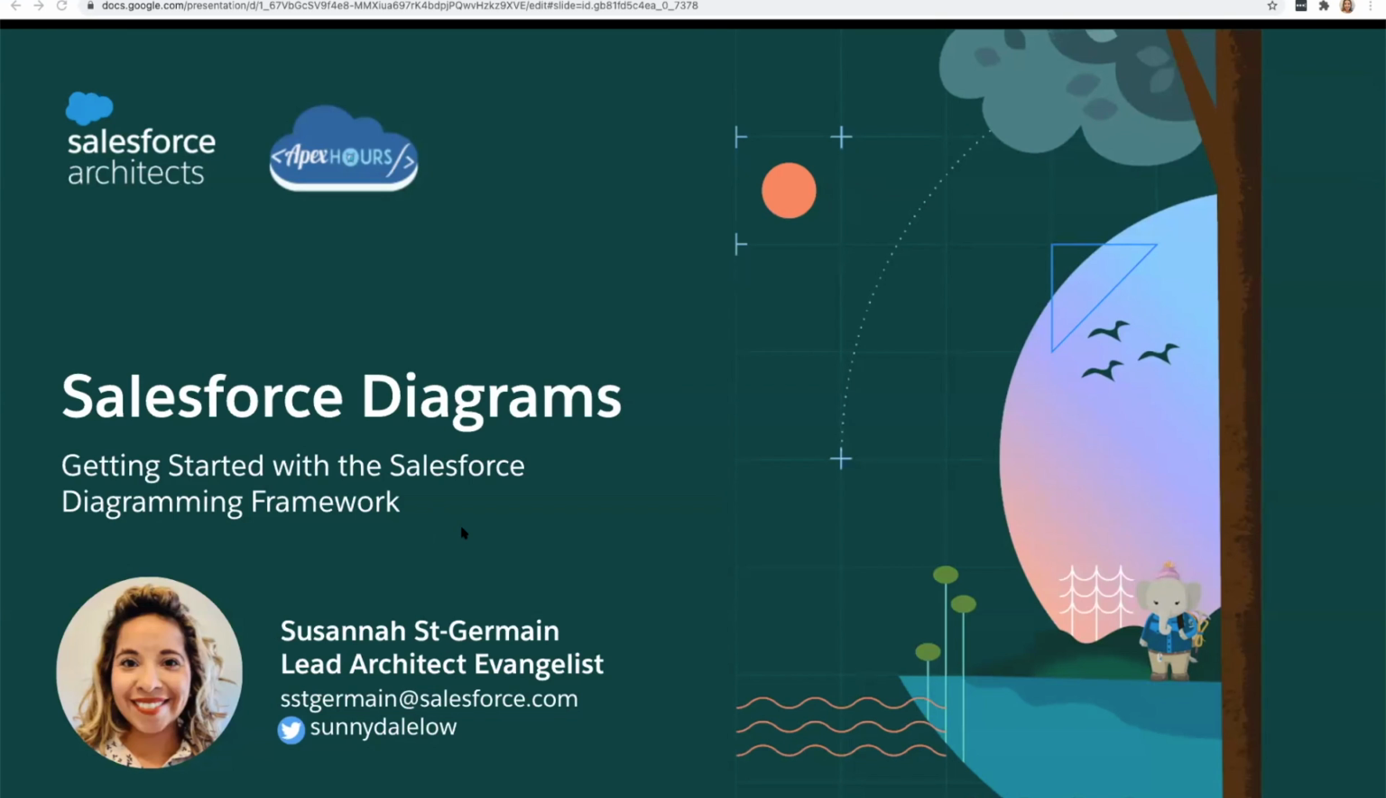And today's topic is Salesforce diagramming. And we have a special guest from the Salesforce Architect Evangelist team, Susannah. So let me hand over to her for her introduction and for the session.